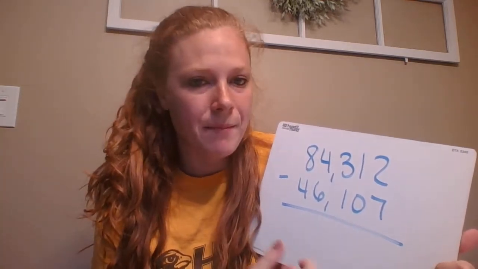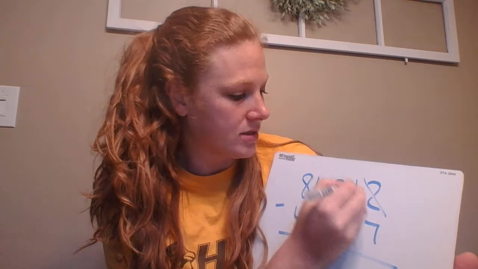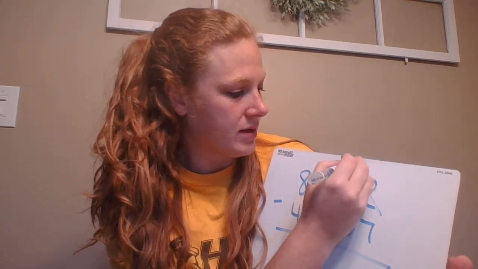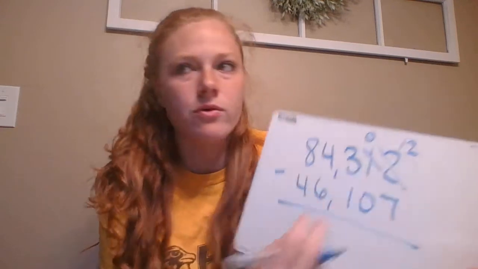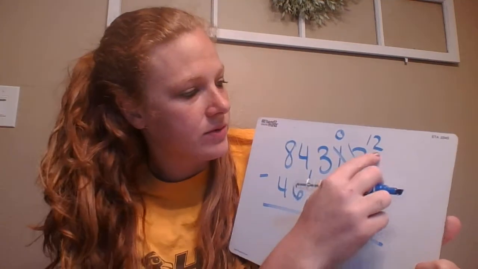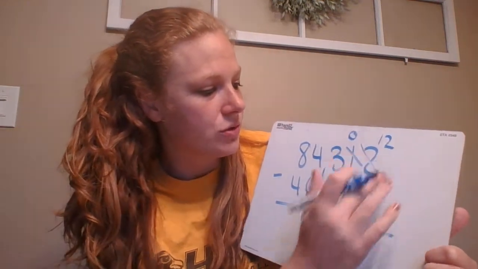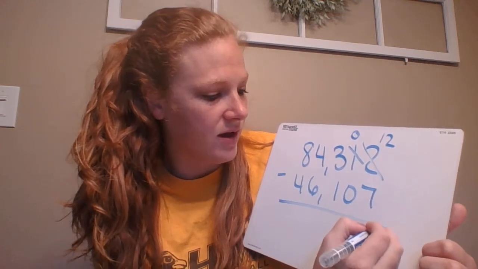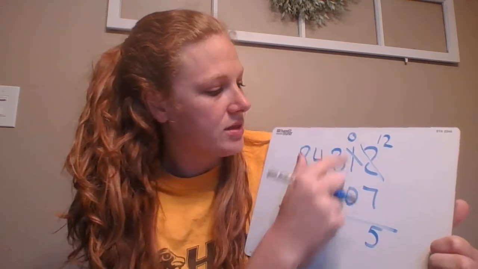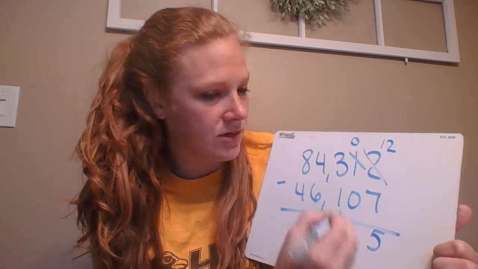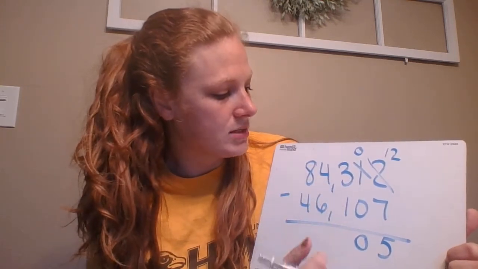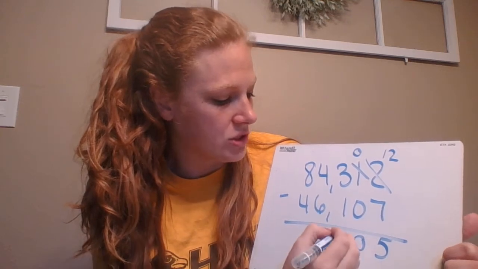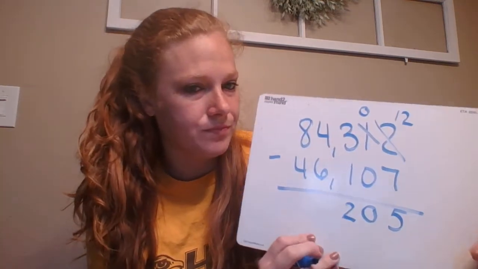Because it's bigger on bottom, we have to borrow. So we cross out our 2 and our 1. This 1 becomes a 0 or 0, so that this 2 can become 12 or 12. Now we subtract 12 minus 7, 12 menos 7, which is 5 or 5. Then we do 0 minus 0, which is 0, 0. 3 minus 1, 3 menos 1, which is 2 or 2.